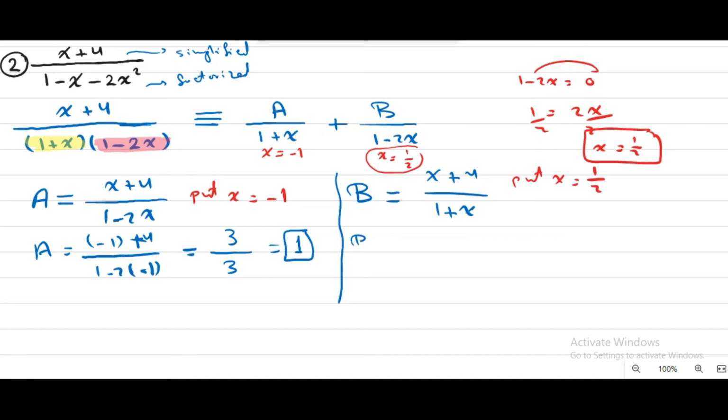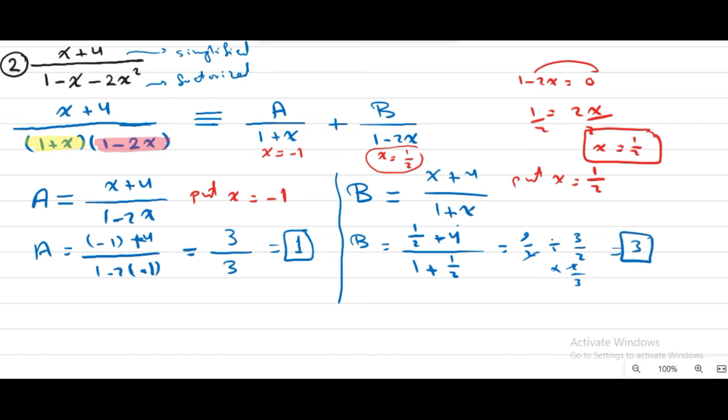So we can say that B equals (x + 4)/(1 + x), where 1 over 2 is put in the place of x, so it will be (1/2 + 4)/(1 + 1/2). It will be 9 over 2 divided by 3 over 2, which is multiplied by 2 over 3, cancel, it will be 3. So this is the value of letter B.